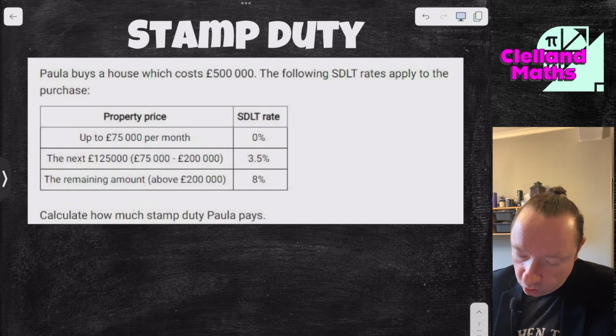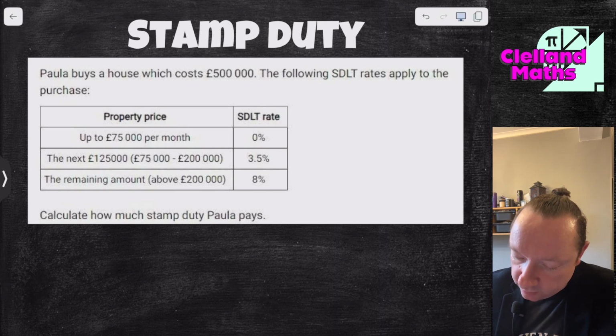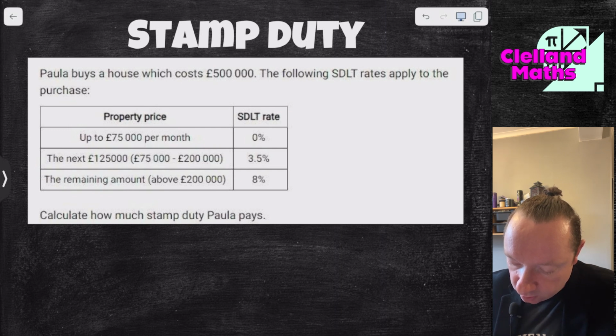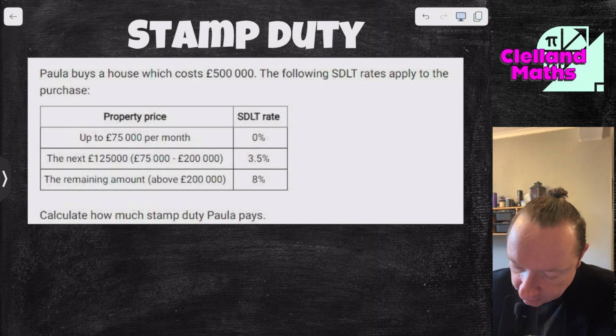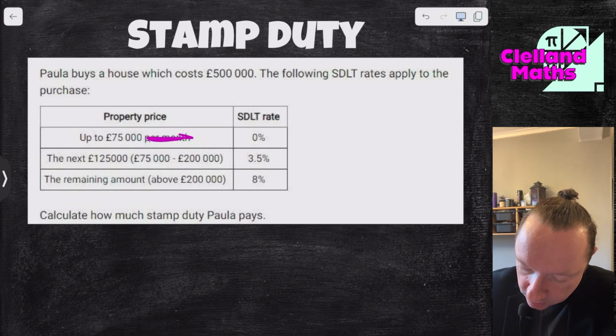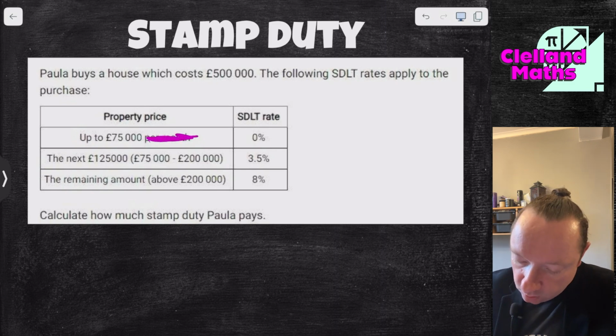Stamp duty example 2. Paula buys a house which costs 500,000. The following stamp duty land tax rates apply to the purchase: up to 75,000, 0%. The next 125,000, 3.5%. The remaining 200,000, 8%. Calculate how much stamp duty Paula pays. I'm not sure why it says per month here, so let's just delete that bit. So 0% up to 75,000.